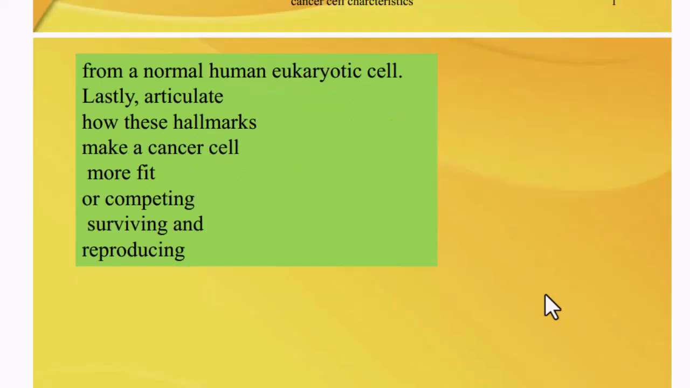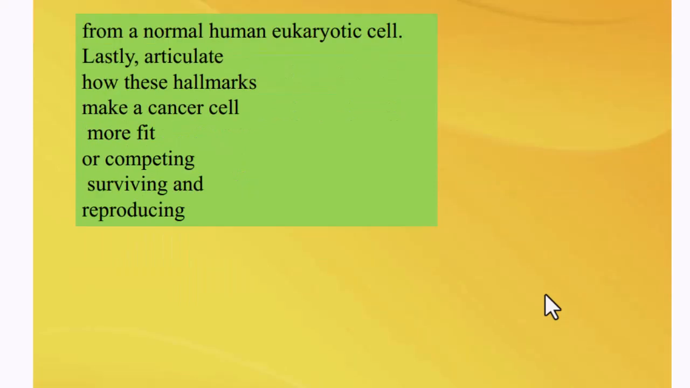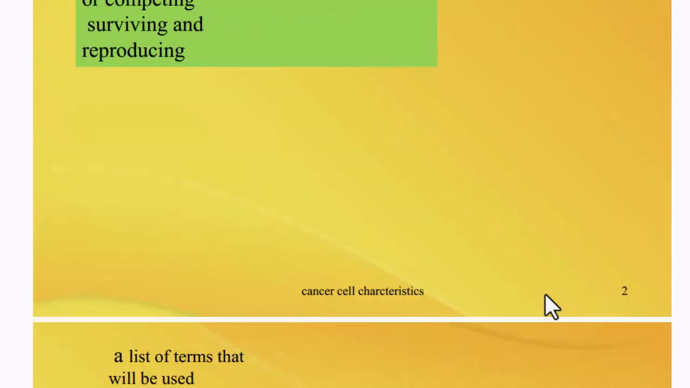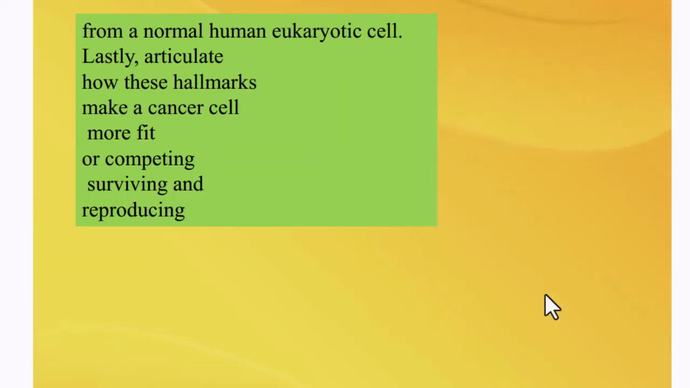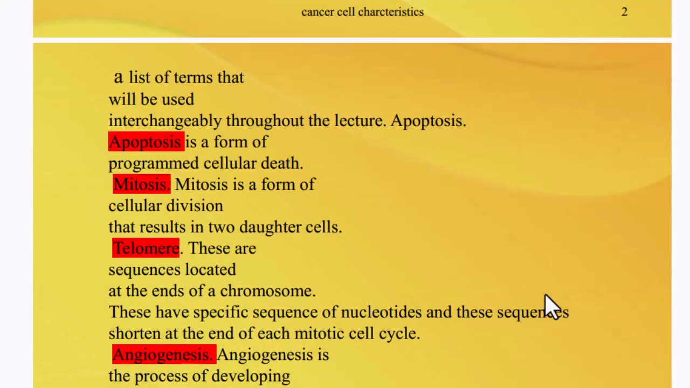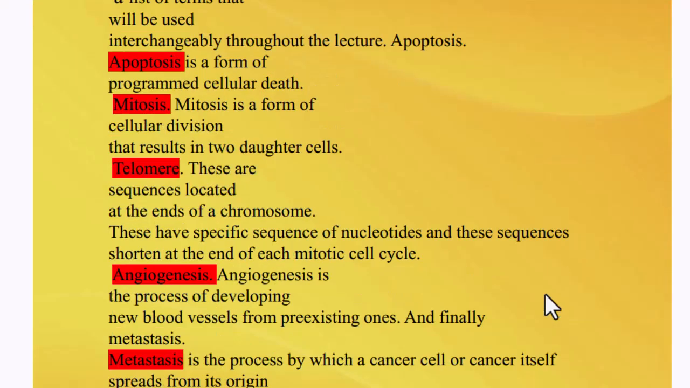The cancer cell is fit, competing, surviving and reproducing. Here is a list of terms we will use in these lectures, a series of lectures about the criteria of the cancer cell on the cellular level.